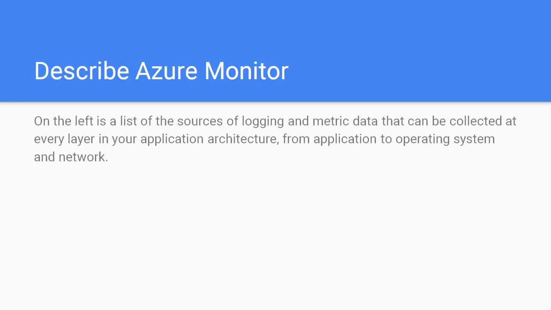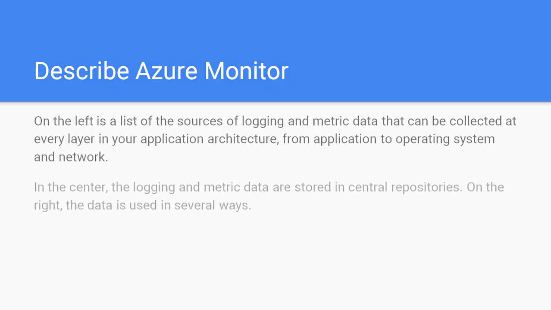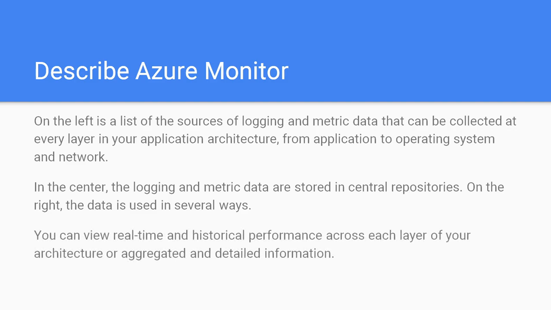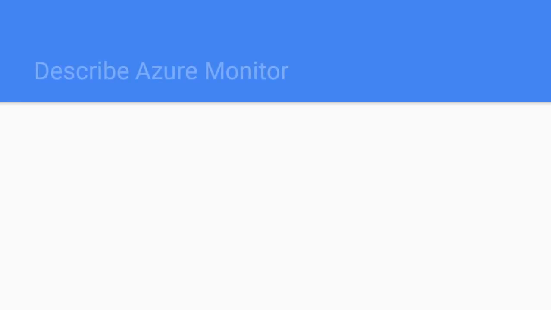On the left here is the list of sources, as we saw from the image, of logging and metric data that can be collected at every layer in your application architecture, from application to operating system and network. In the center, we saw that the logging and metric data are stored in central repositories. On the right, we saw that the data is used in several ways. So you can view real-time and historical performance across each layer of your architecture, or aggregated and detailed information. The data is displayed at different levels for different audiences.